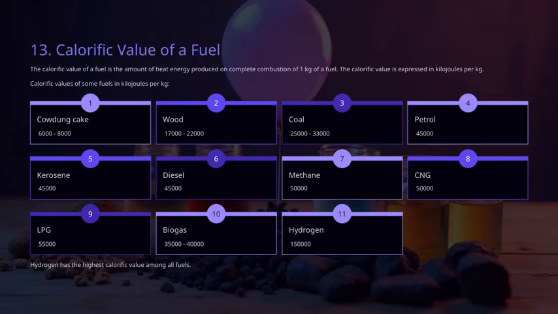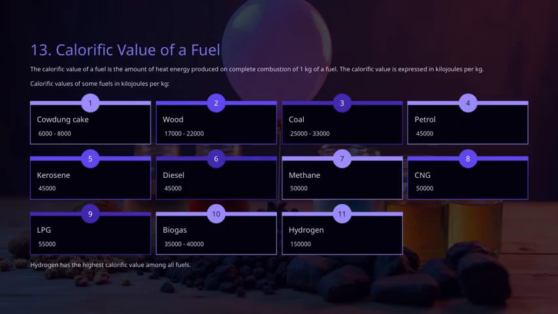It's interesting to see that among all these fuels, hydrogen stands out because it has the highest calorific value. In fact, hydrogen can release up to 150,000 kilojoules per kilogram, making it very energy-dense. Other fuels like biogas range from 35,000 to 40,000. Coal is between 25,000 and 33,000, and methane has a calorific value of about 50,000. Petrol and CNG both also have calorific values around 45,000 to 50,000 kilojoules per kilogram.